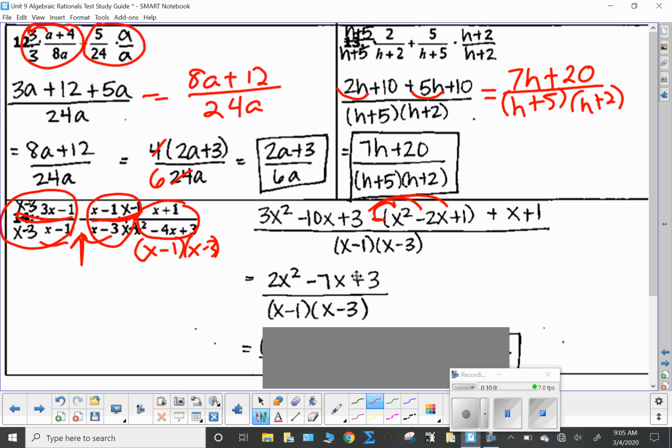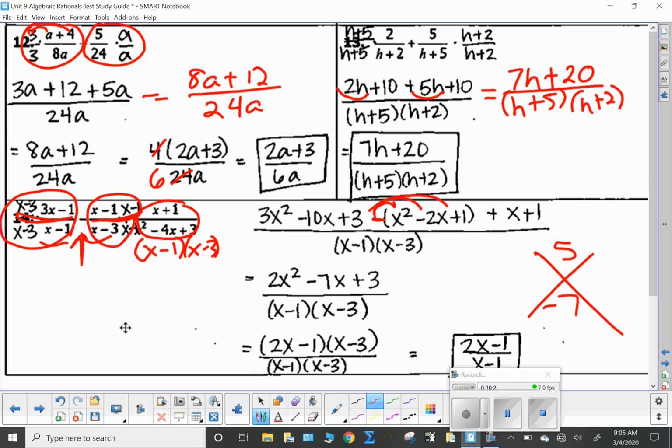At this point, I would look to see, are there factors of 5 that will add to negative 7? Because if there are, I want to factor it to see if I can reduce anything. Oh, sorry, 10. If there are, I want to reduce things.